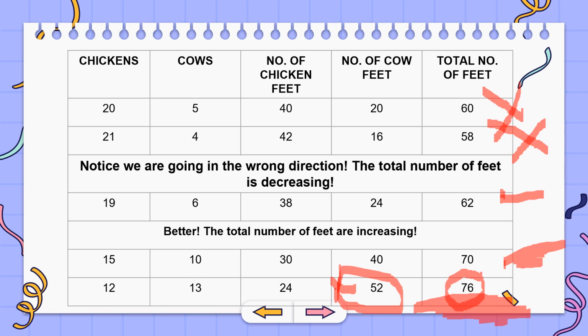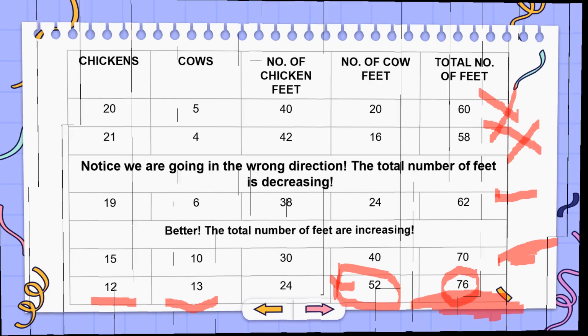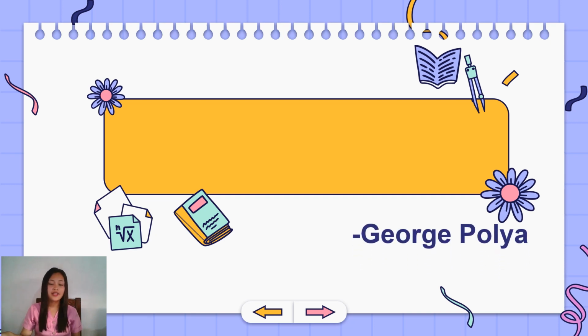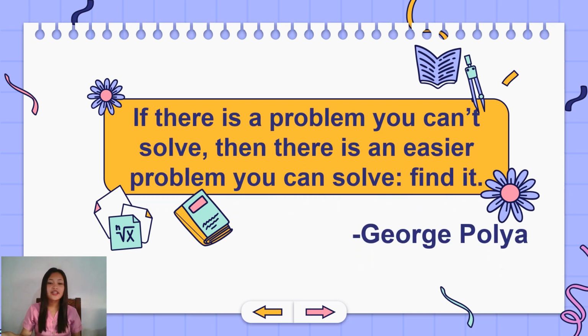There are 12 chickens on Rufino's farm and 13 cows, which is equivalent to 76 feet. So, that's it. George Polya said, if there is a problem you can't solve, then there is an easier problem you can solve. Find it.